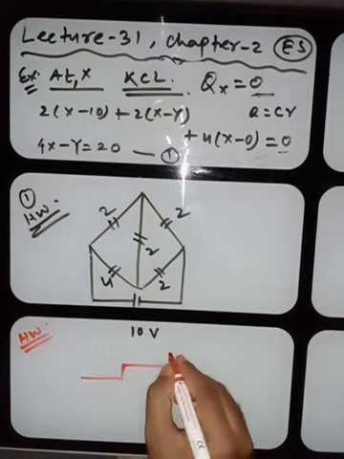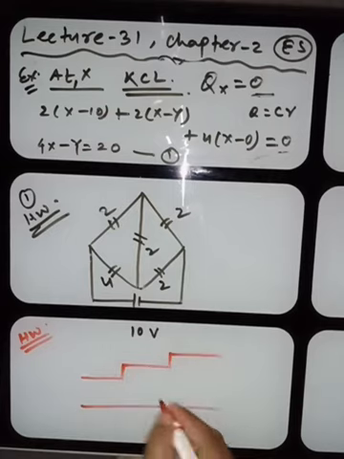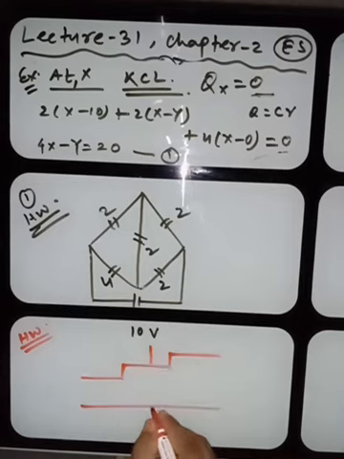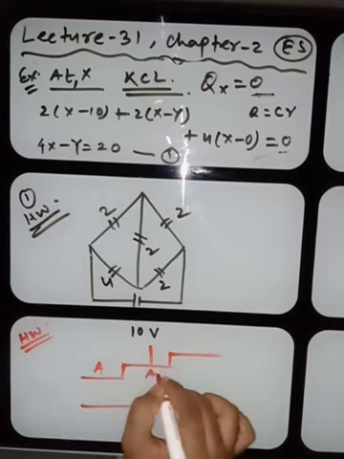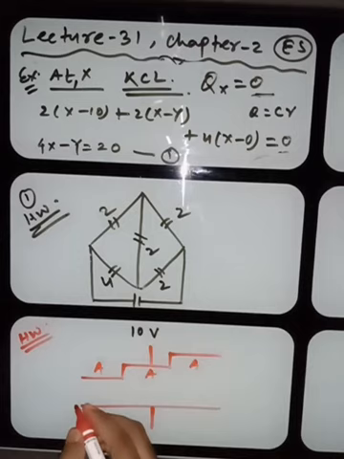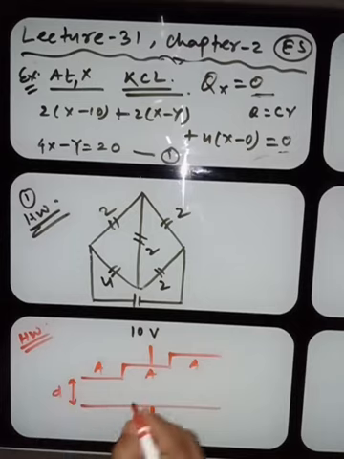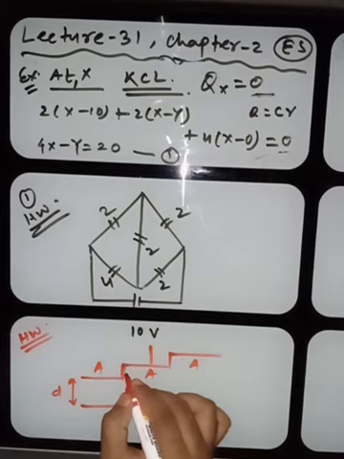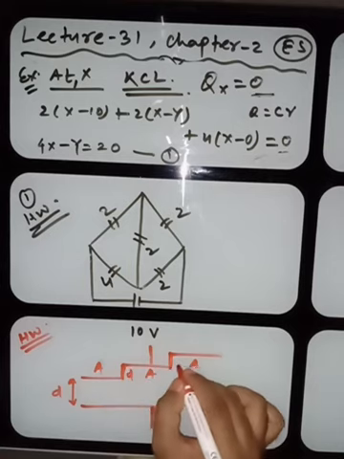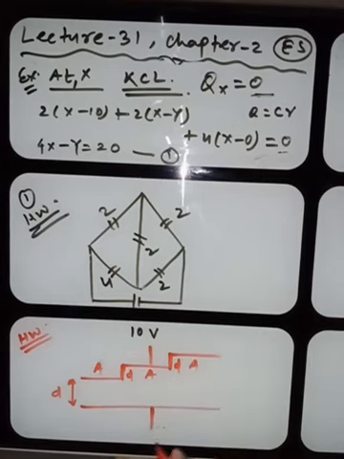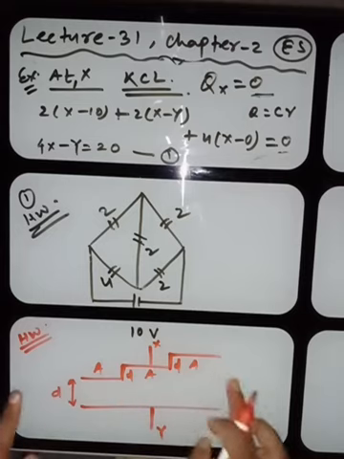This is the plate arrangement. This question was asked one year in IIT also, a few years ago. The plate area is A. Separation, suppose it is D between these two plates. This length is also D and this length is also D. Remember, this is D. You have to find the equivalent capacitance between X and Y in such an arrangement.